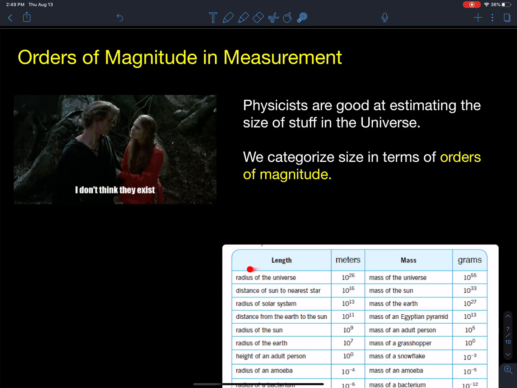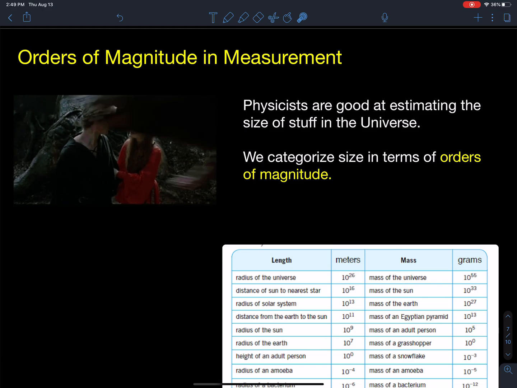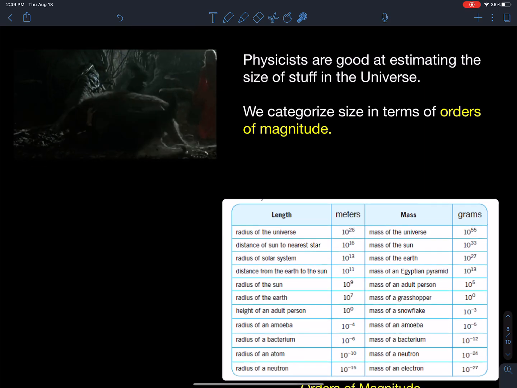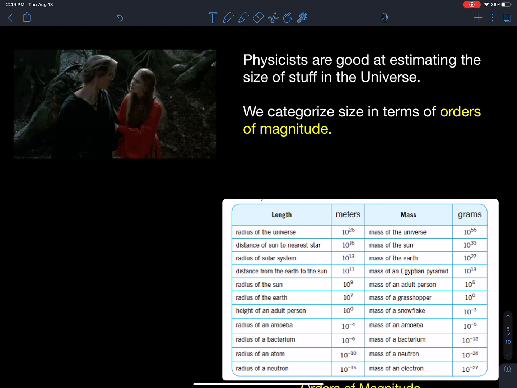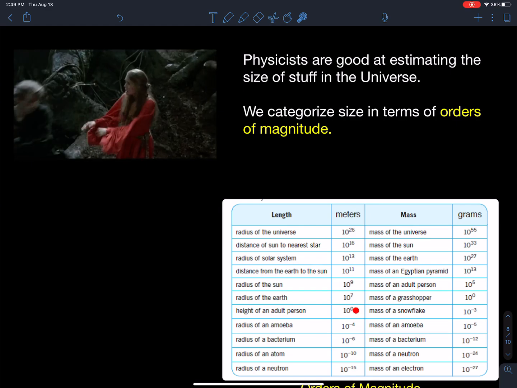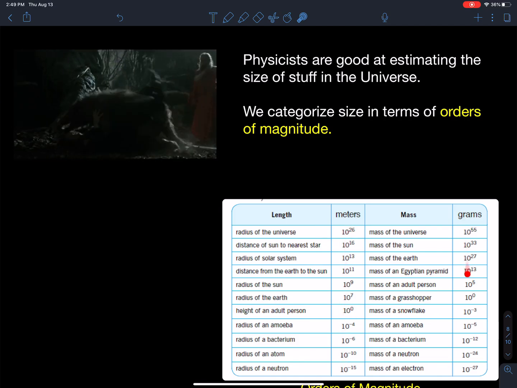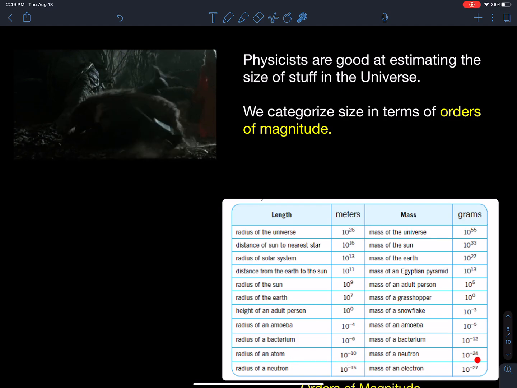So I would say that the radius of the universe is 10 to the power of 26 meters. It's in that ballpark, okay? And the human being, which I'm about 1.7 meters, my range is going to be 10 to the power of 0. 10 to the power of 0 is on the order of single-digit meters, okay?